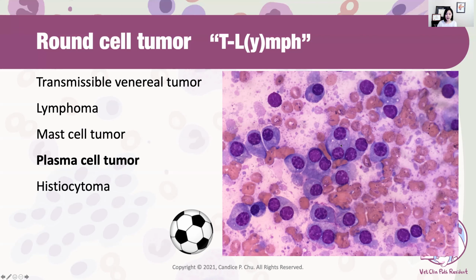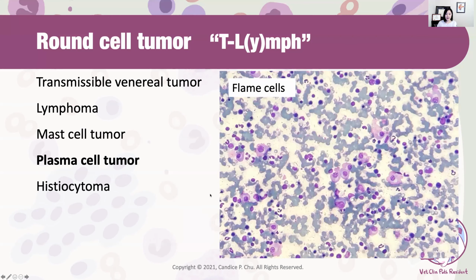And then you will see binucleated cells as well. For example, this one is a binucleated cell. This one is another binucleated cell. This one is another binucleated cell. So binucleated cells will be quite often seen in plasma cell tumors as well.